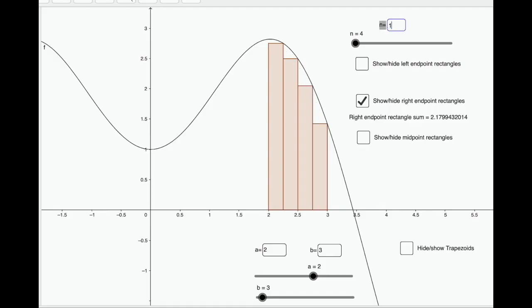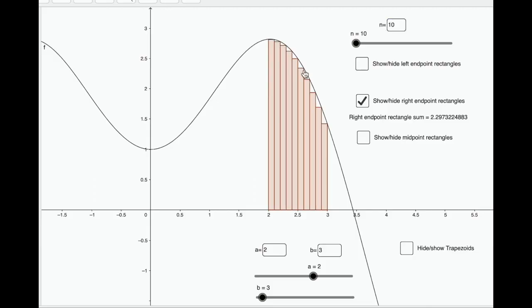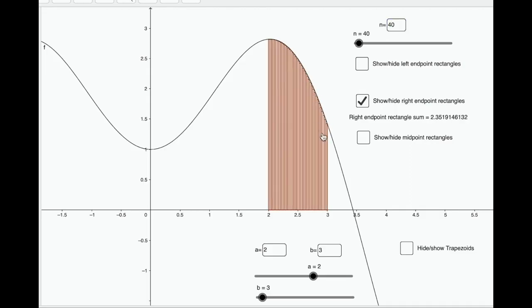So I'm going to go up to 10 now, and you can see that that area gets smaller. It shows the sum here off to the right as well. You can follow it where it says the sum is 2.297. Now I'm going to go up to 20 rectangles. So now there's less empty space that we're not counting, and our sum went up to 2.33. Let's look at 40. So now there's even less area that we're not counting, and my sum went up to 2.35.